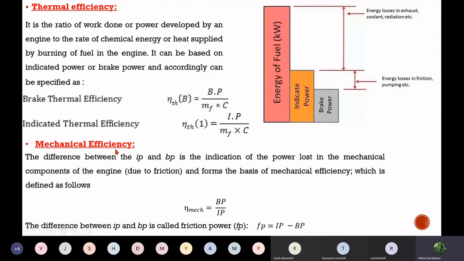And generally the overall efficiency, we can get by multiplying thermal efficiency into mechanical efficiency, which will give you the overall efficiency of the IC engine. The product of thermal and mechanical efficiency will give you the overall efficiency of the engine. But still, I want to mention here that this is a rough estimation of the engine. The efficiency calculated by means of this equation is only a rough estimation.